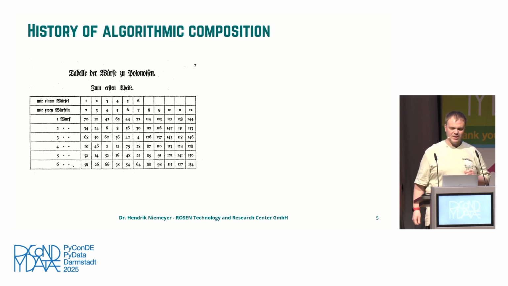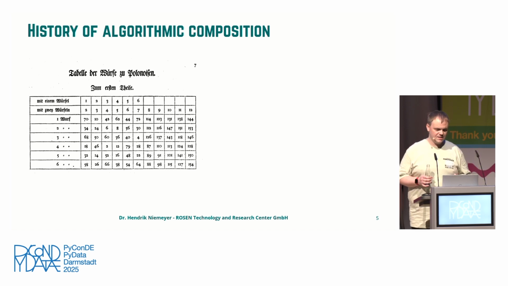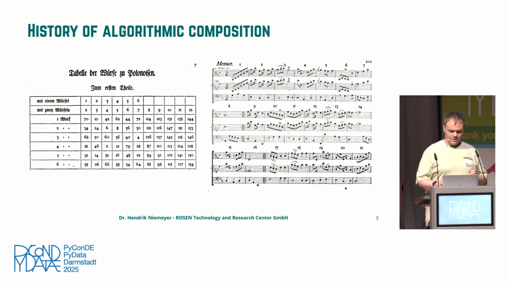Yeah, how does something like that look? You have a table where you can look up your result of throwing a dice and how many times you have already thrown a dice. From that you get a number, and that number you use to look up a bar of music, and this is then just appended to your music, and then you have generated a waltz, for example, or a polonaise, or other things which were popular at that time.